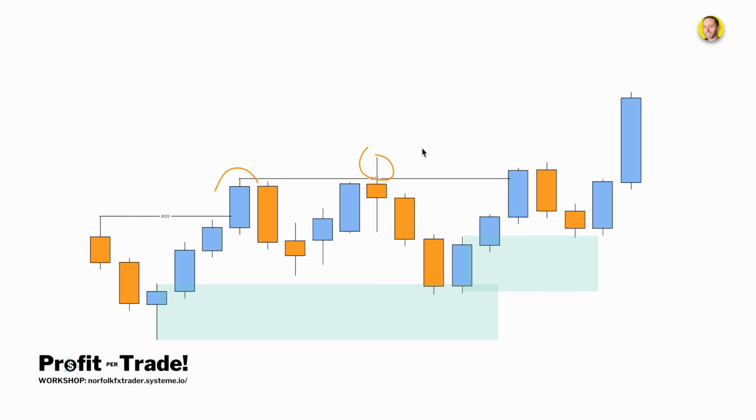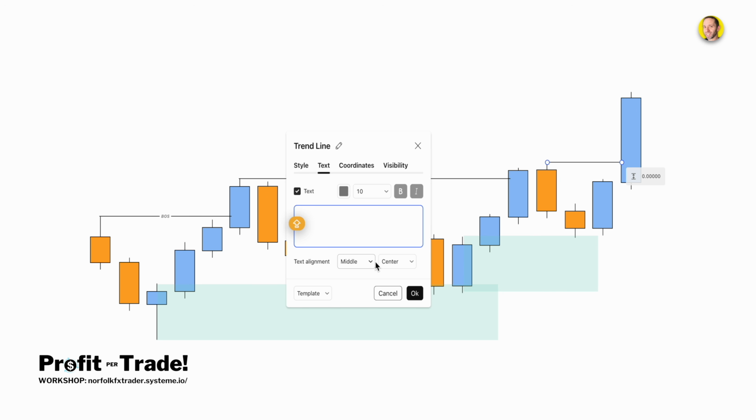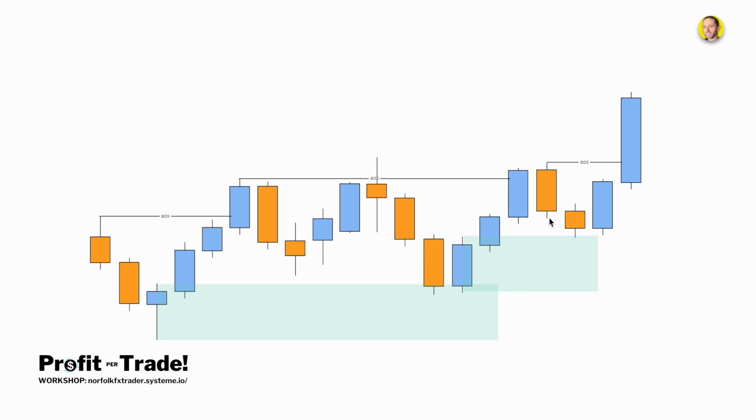So let me show you again. Why is that a valid high here? And why does that run on to create a new BOS in the market? Because we had a valid close down on that candle. It creates a valid swing high. And again, this is a valid low because we had that close down on that candle below this previous candle's low.